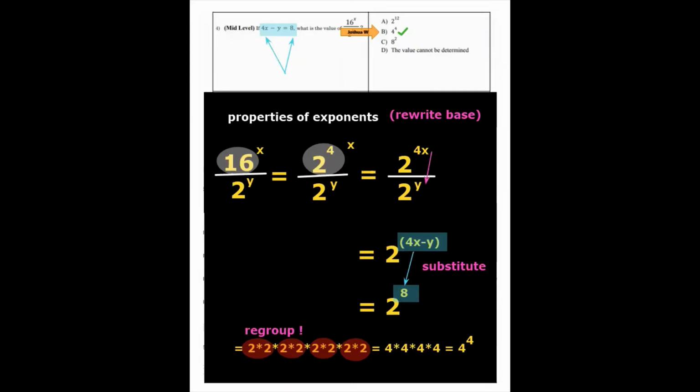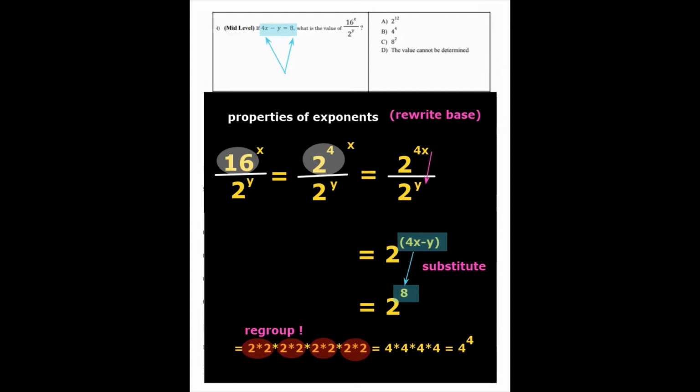So, very interesting problem, whoever the writer was who wrote this one. I did not personally write this. As you can see here, several different exponent rules were used: rewriting the base, the quotient rule, a substitution step, and then lastly, rewriting the base again with a regrouping. So, very well written problem here for exponents.